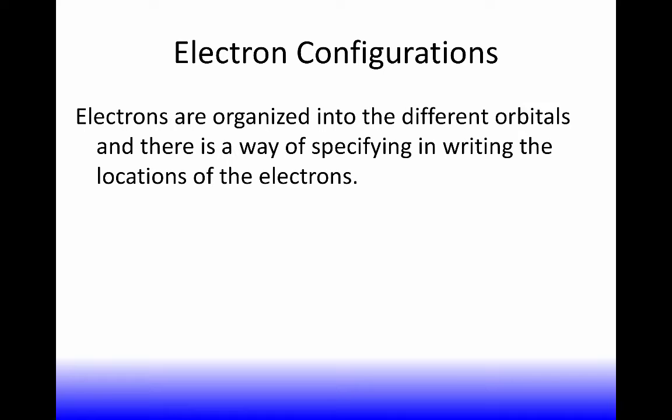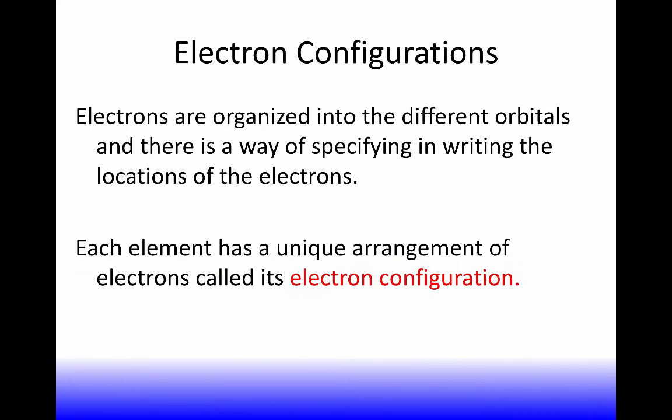Now, electrons are organized into the different orbitals, and there is a specific way of writing them. That is, writing the locations of all the electrons in any atom can be specified by a chemist knowing how to write these properly. Now, each element has a unique arrangement. Remember, the line spectra for each element is unique. So guess what? They have a unique arrangement of the electrons in these different orbitals, which is one reason why we have unique line spectra for each element.